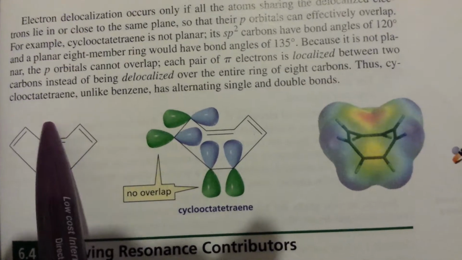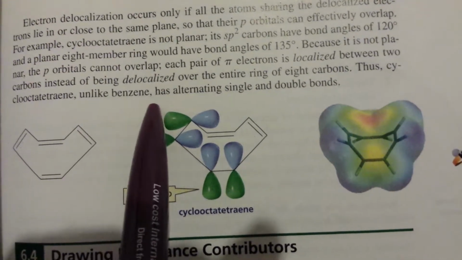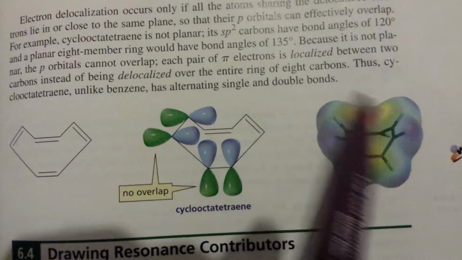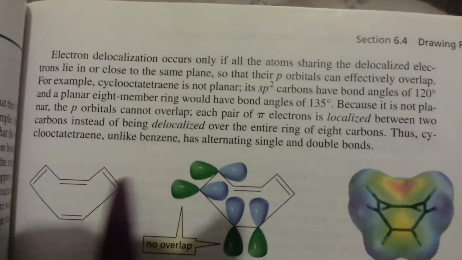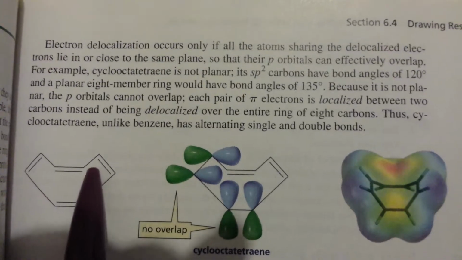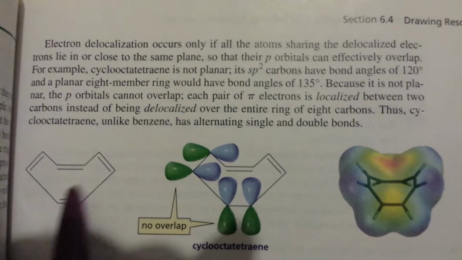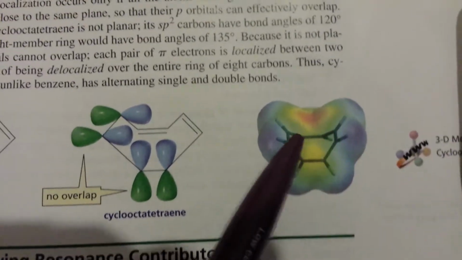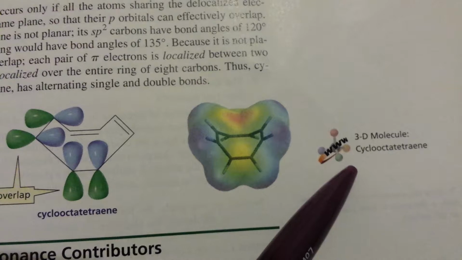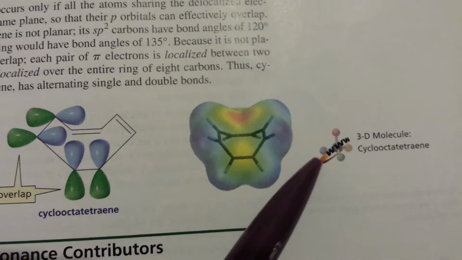Thus cyclooctatetraene, unlike benzene, has alternating single and double bonds, but it is not planar. 1, 2, 3, 4. This bond is a bigger bond, and this is an electron density map. This is a 3D molecule. Cyclooctatetraene is 3D like this.